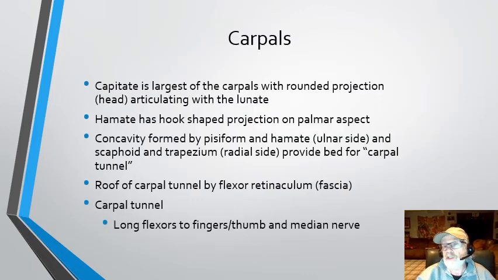Okay. Again, just a couple fun facts to share with your friends and family and neighbors. The capitate is the largest, has a round projection which articulates with the lunate, and that largest projection is the head, that rounded area. The hamate has a hook on the palmar aspect, which sometimes gets fractured. The concavity formed by the pisiform and the hamate on the ulnar side, and the scaphoid and the trapezium on the radial side, provides the bed for what's called the carpal tunnel. And I'll show you what the carpal tunnel is in just a minute. The roof of the carpal tunnel is covered over by a ligament called the flexor retinaculum or the transverse carpal ligament, and the long tendons go underneath.